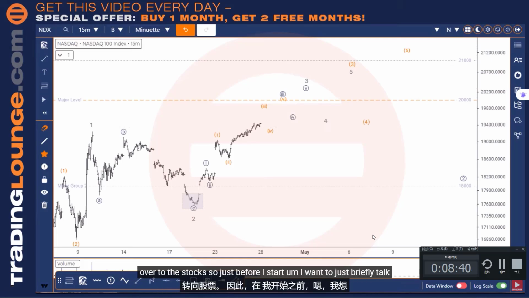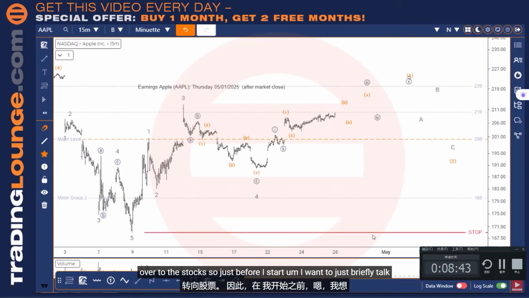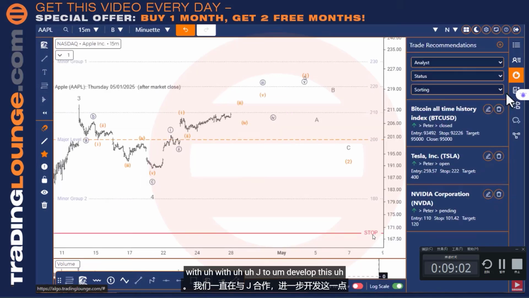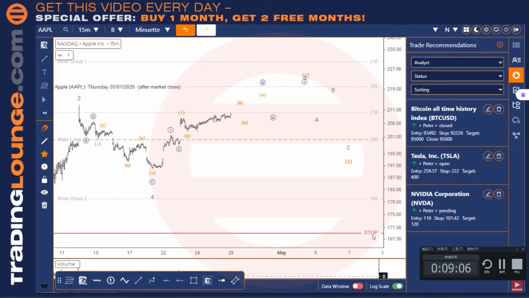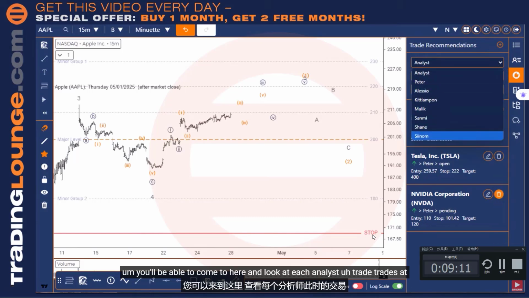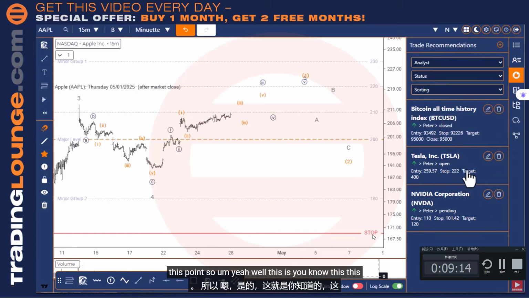Okay, so we're going to move over to the stocks. Just before I start, I want to briefly talk about this new tab that we've got here, which is trade recommendations. Now, I haven't talked to the other analysts about this just yet. We've been working with Jal to develop this further. So at the moment, you'll be able to come to here and look at each analyst's trades.